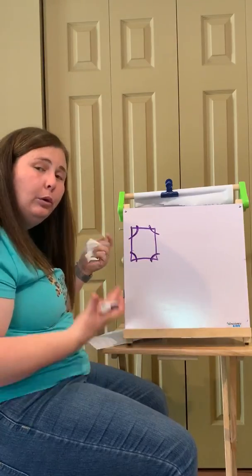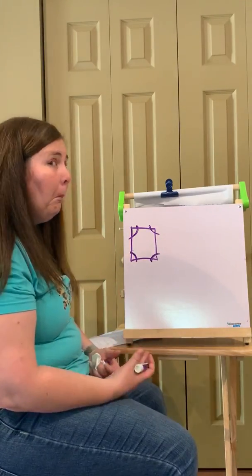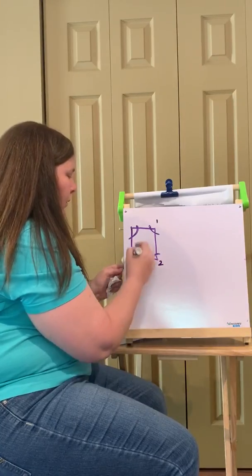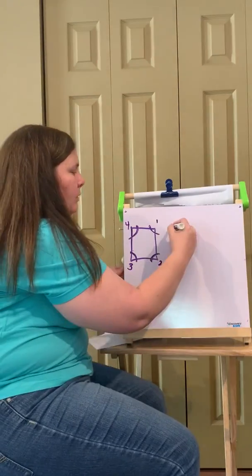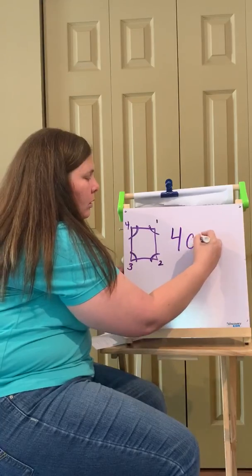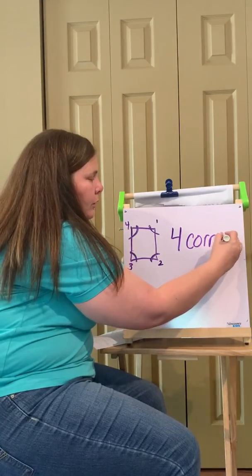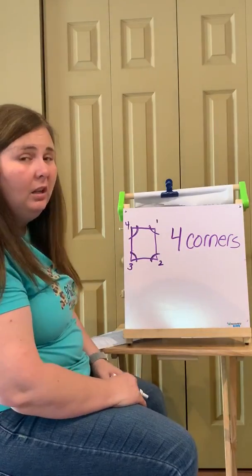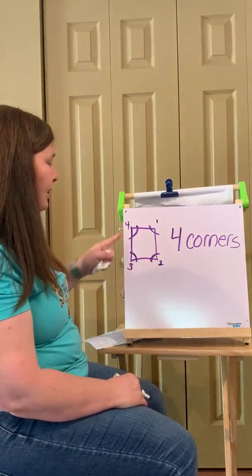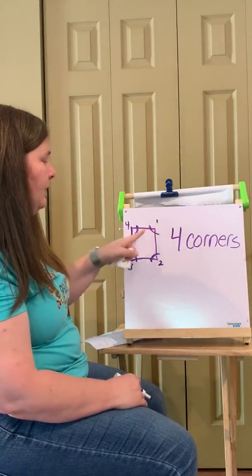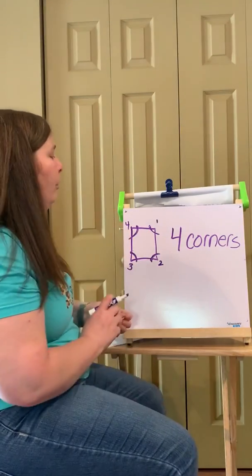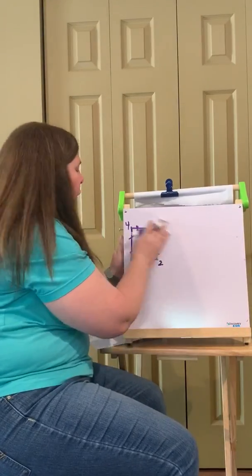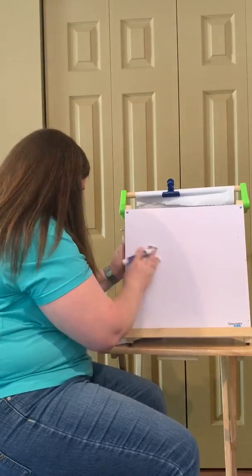So how many corners does this shape have? 1, 2, 3, 4. So this shape has 4 corners. That's another attribute of the shape. I also know that it's closed, and I know that it has straight sides. And we just said it has how many corners? 4. Now, does every shape have 4 corners? No. Let's look at another shape.